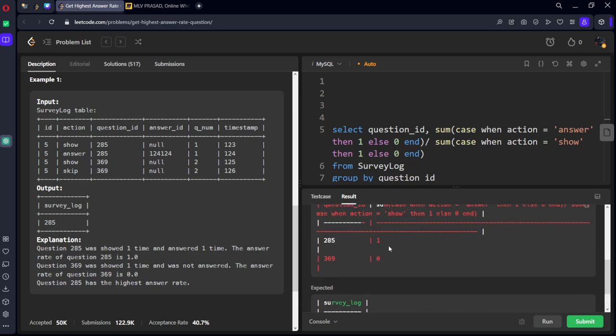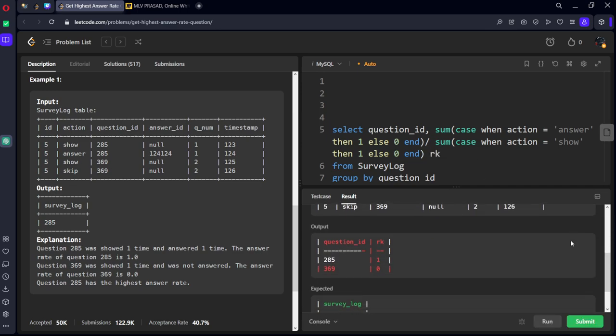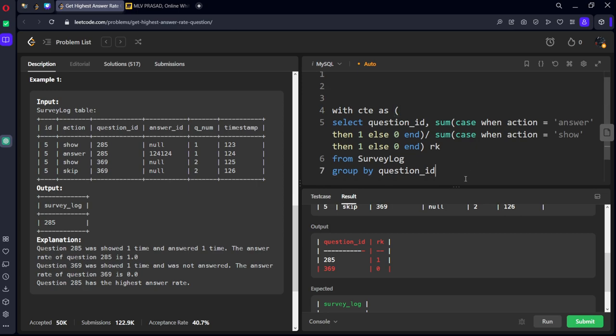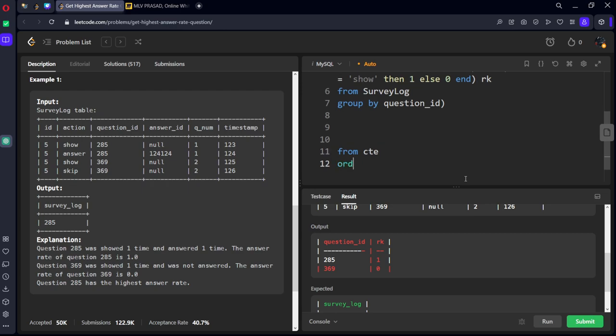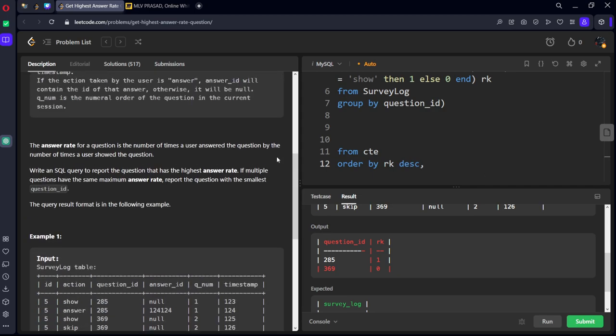Here you can see we got 285 with 1 and 369 with 0. Let's call it something, like RK. Now what we want with the CTE, let's call it something. Now from the CTE we need to order by RK descending, right? And whenever it is matching what they said, where if multiple questions are the same, report the question with the smallest ID. So ID ascending.